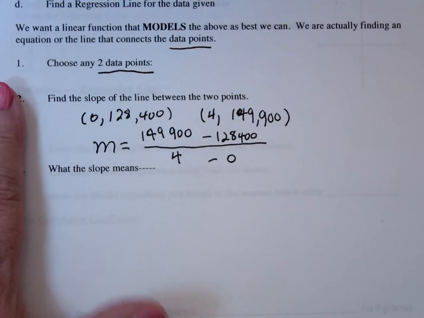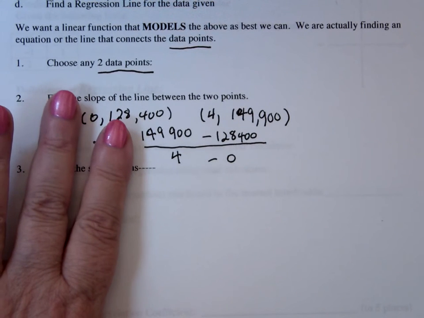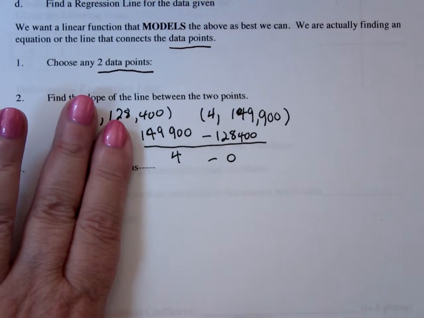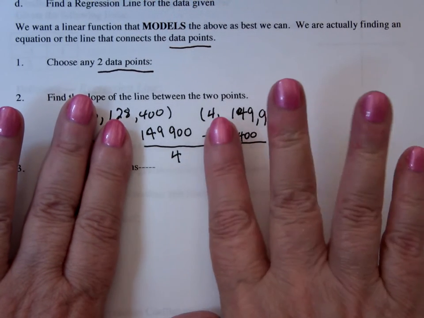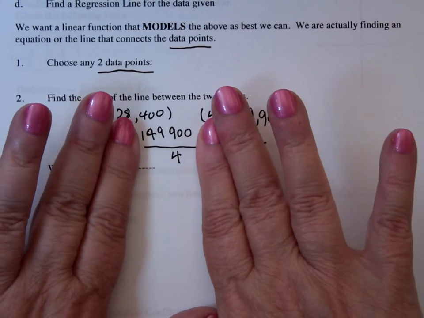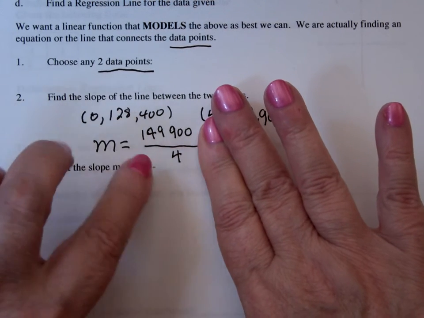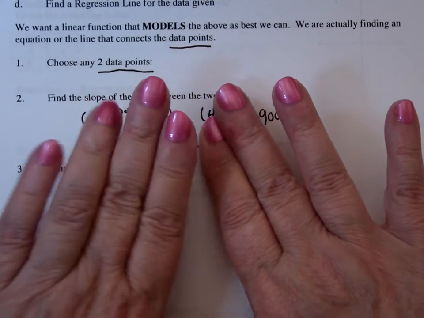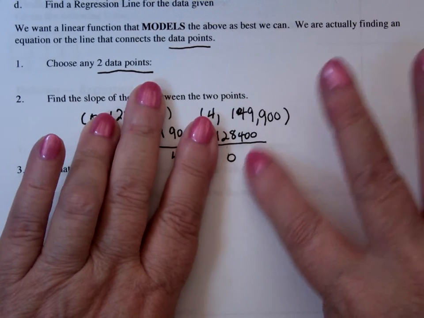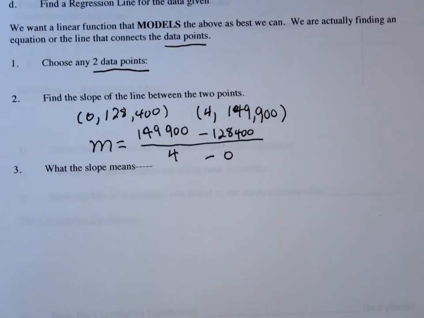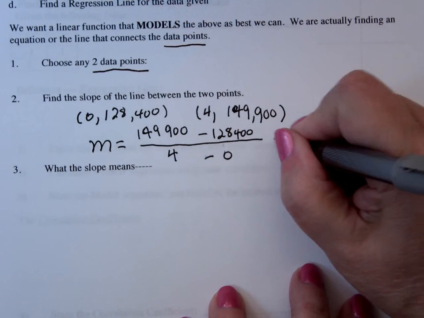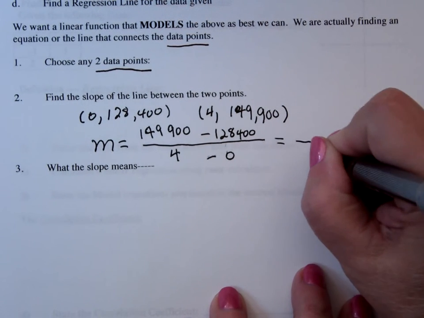What I do is I always make sure, doesn't matter which point you put first, but I always make sure that if I were to cover up, the two numbers that are above and below each other are a coordinate point. 4, 149,900, 0, 128,400. That says slope means you have to have it in the right order. Doesn't matter which order, as long as the two coordinate points represent each other properly. And the denominator is easy.